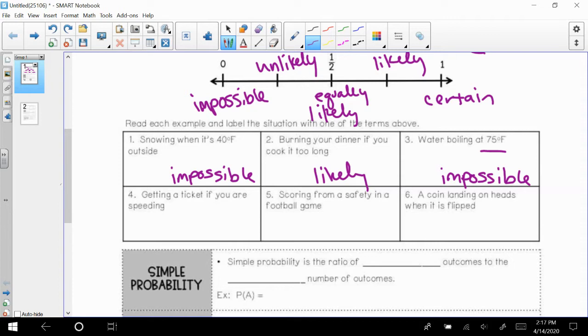What I want you to do is pause the video and try the next three problems on your own. If you're not sure of a situation, like if you're not sure what it means, you can Google it.